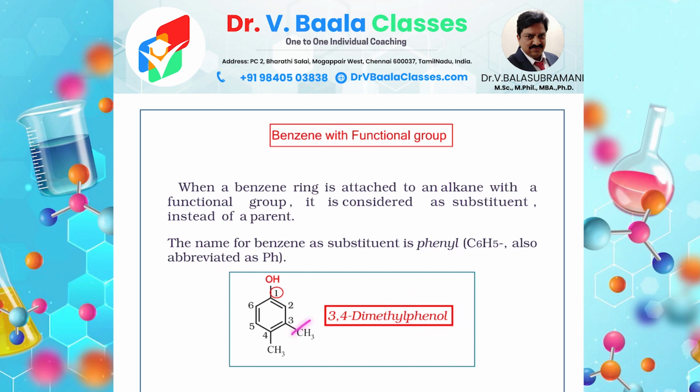The 2 attached groups, the 3 and 4 substituents, are present at the third and fourth position of the benzene ring. That's why it is 3,4-dimethyl phenol.